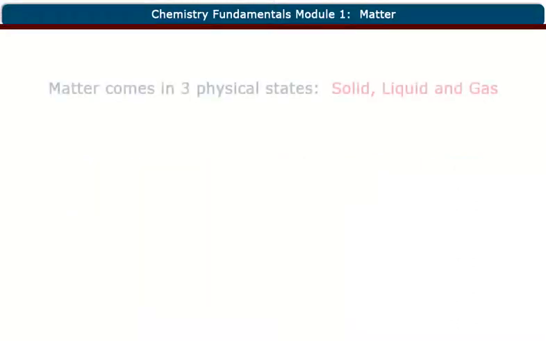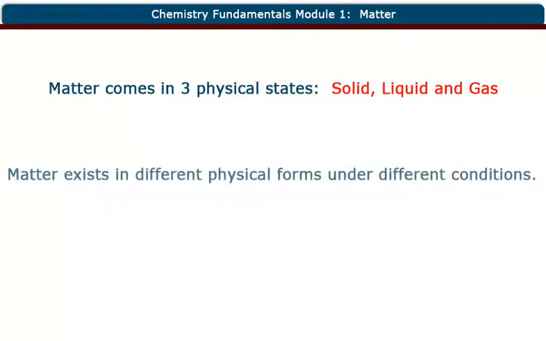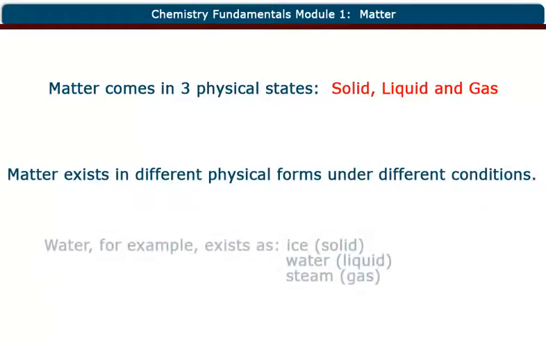Matter comes in three physical states: solid, liquid, and gas. Matter exists in different physical forms under different conditions. Water, for example, exists as ice, a solid, water, a liquid, and steam, a gas.